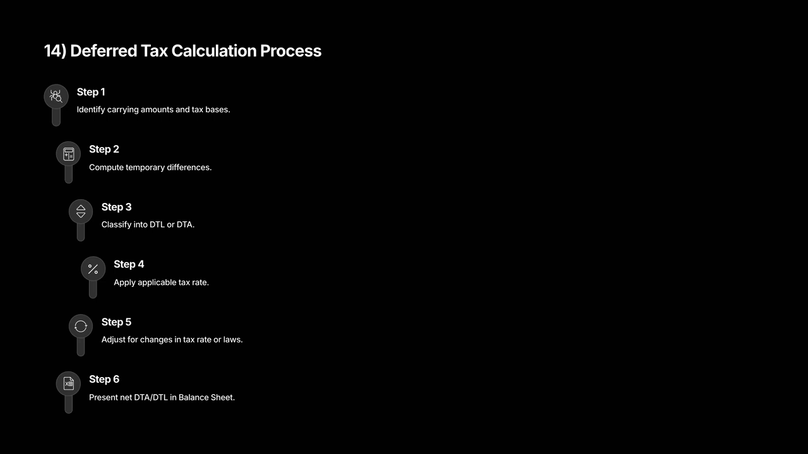Deferred tax calculation process. Here's a quick 6-step process to calculate deferred tax correctly. 1. Identify the carrying amounts of all assets and liabilities. 2. Determine their tax bases. 3. Compute the temporary differences. 4. Classify each as DTL or DTA. 5. Apply the correct tax rate. 6. Present the net result in the balance sheet. It's a systematic exercise, part logic, part discipline.